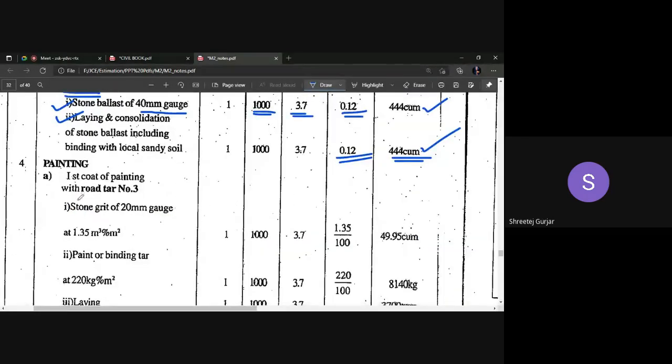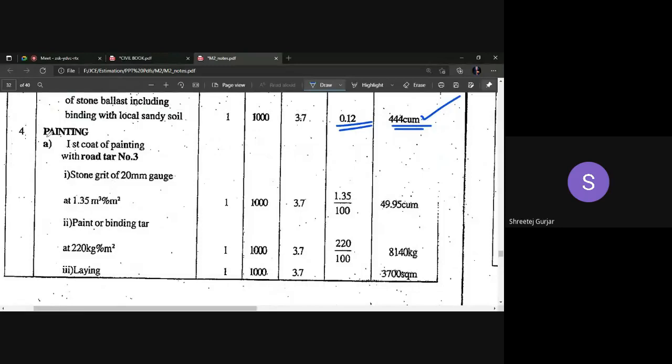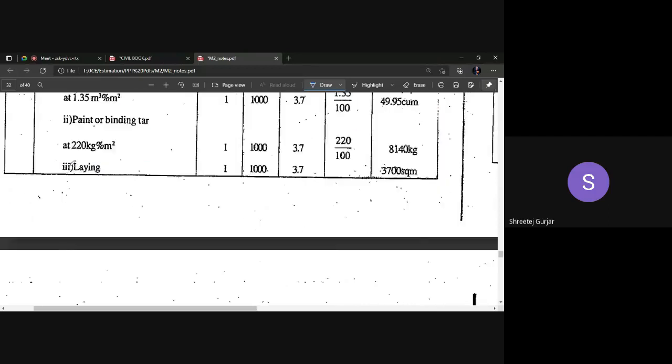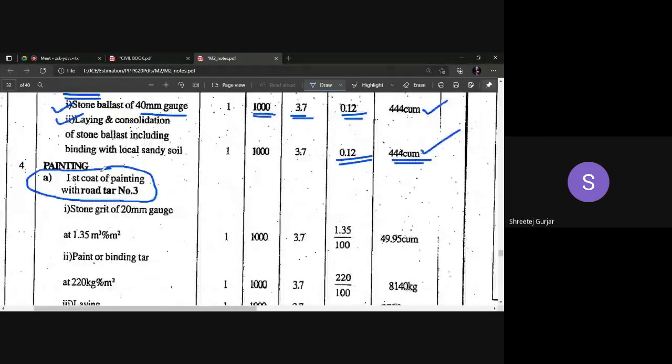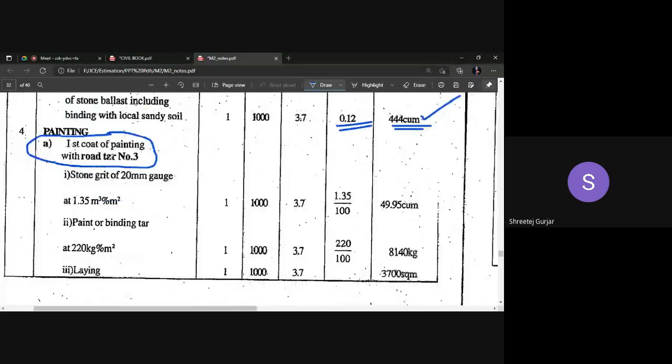No problem. After your layers are done, we have to calculate for painting, as they have told in the description. We have to do 2 coats of painting. How many coats do you have to do? 2 coats. So this is the first coat, and after that we have the second coat. So first coat of painting with road tar.